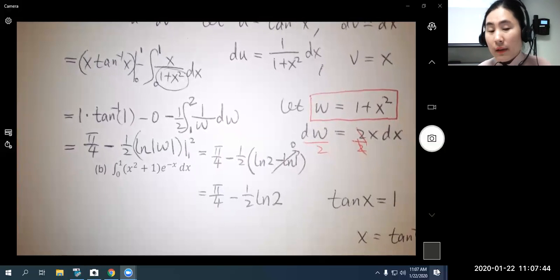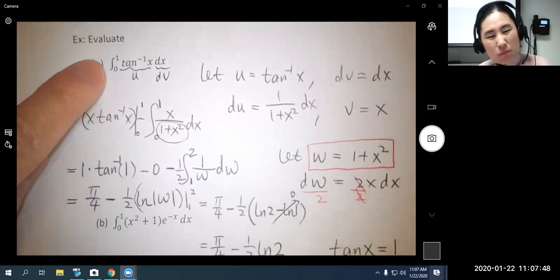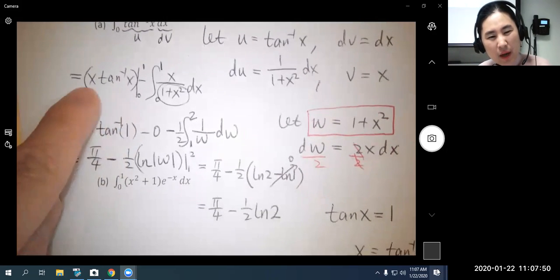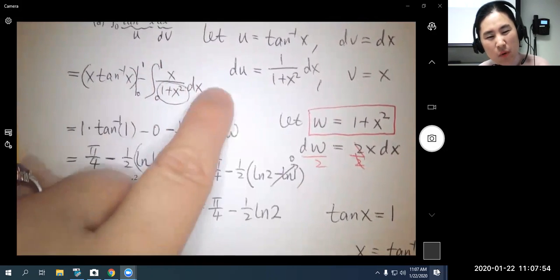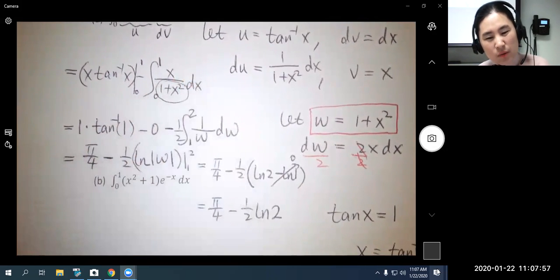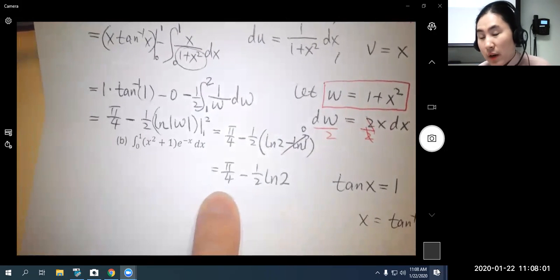Right, guys? Everyone? Okay, see? For a definite integral, by using integration by parts, we have to evaluate the u times v. Also, we have to do a what? A definite integral for the v times du. And do you think this result is a function of x or a specific number?